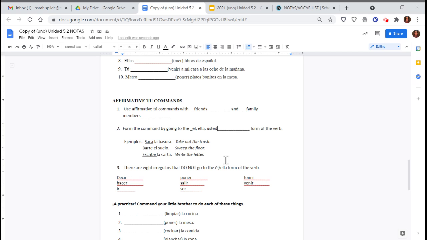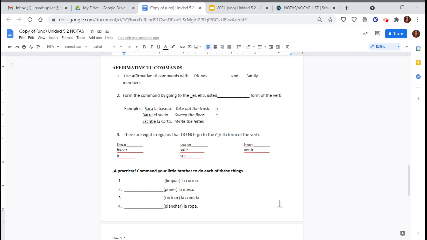So we know the él, ella, usted form, if it's an AR verb, it's going to end in a. If it's an ER or IR verb, then it's going to end in e. So these are really the only two endings you're using. So saca, barre, escribe, these two are the ones that you need. So really any verb that you would like to make a command form, these are the only two endings you need to worry about. However, there are 8 irregular verbs that do not go in the él, ella, usted form of the verb. We kind of just have to make sure we memorize these, know them, and I will write them here with the notes.